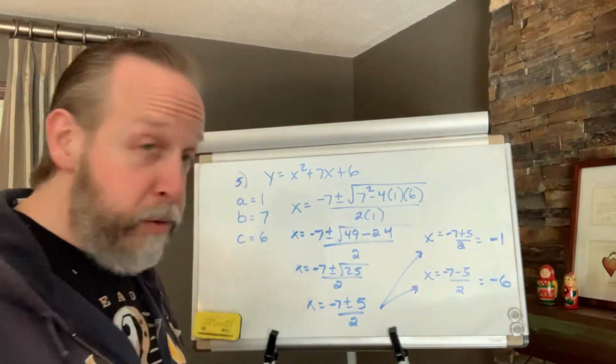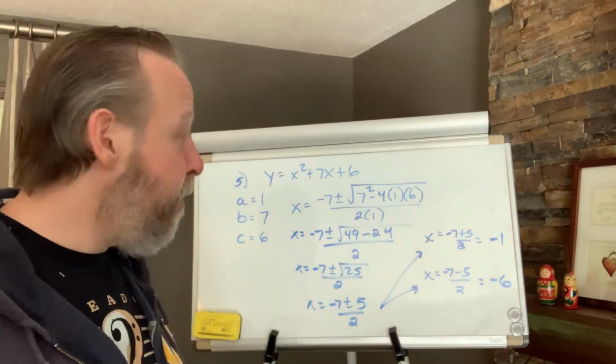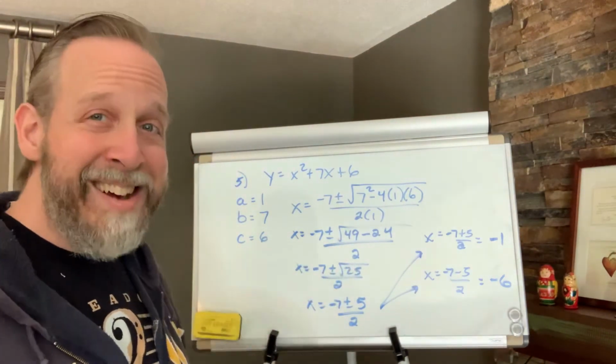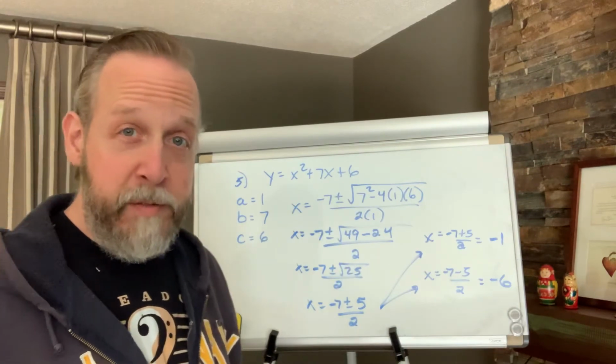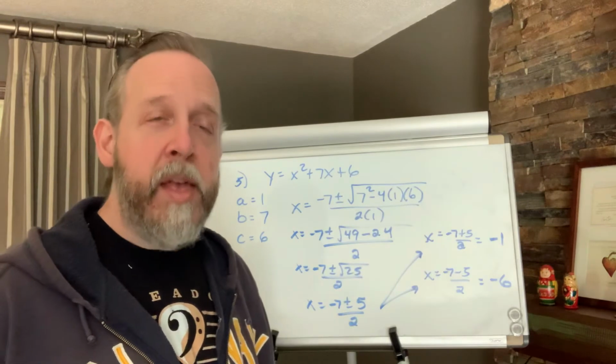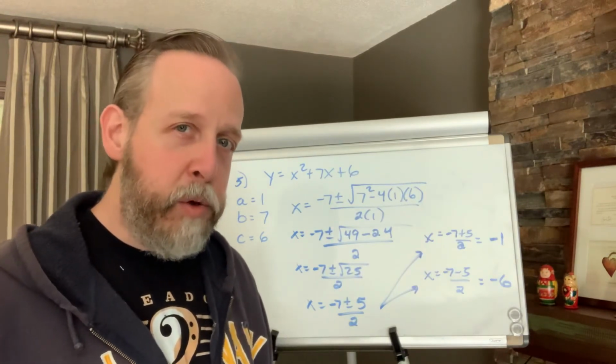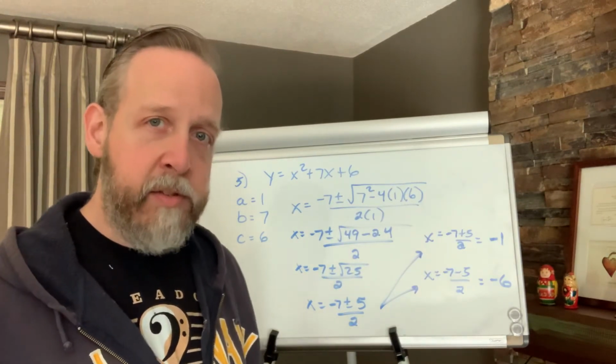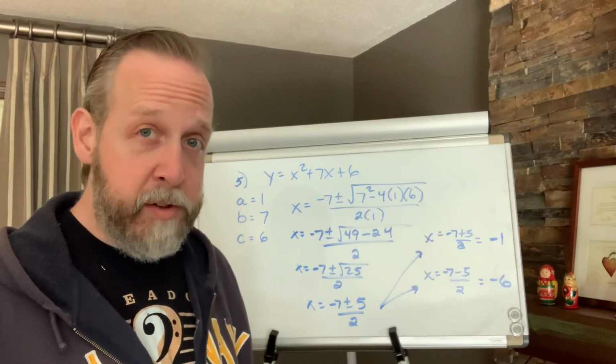There were two solutions, which we already knew there would be because the discriminant was a positive number, positive 25. Two solutions. They're at negative 1 and negative 6. And again, those solutions tell you where the parabola crosses the x-axis. Those are the x-intercepts.